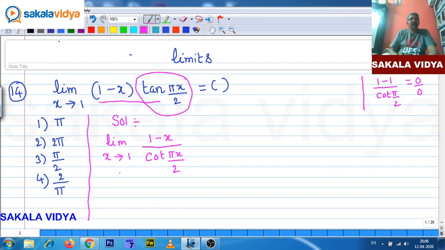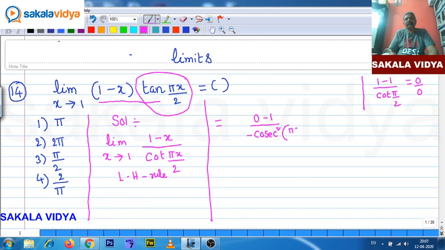L'Hospital's rule needs to be applied. L'Hospital's rule means numerator and denominator we need to differentiate separately. So now derivative of 1 minus x is minus 1, and differentiation of cot of pi x by 2 is minus cosecant square pi x by 2, but pi x by 2 differentiation gives into pi by 2. This we need to write. So now the limit x tends to 1.